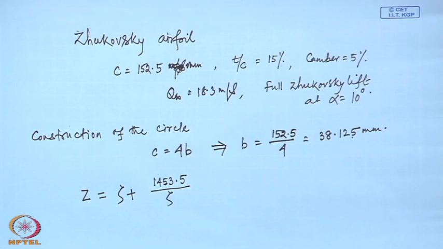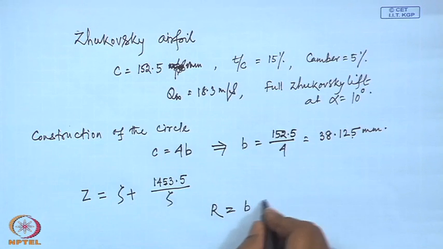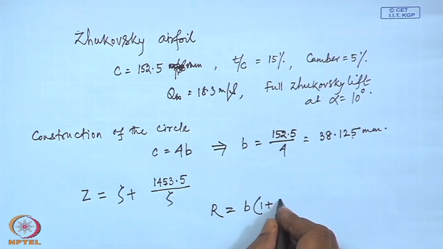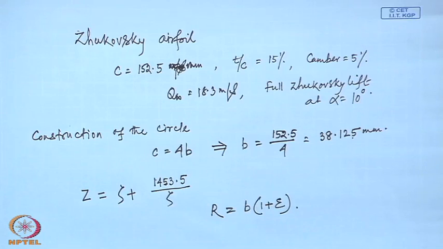What is the radius of the circle? R equal to... R is related to b, b into 1 plus epsilon. R is b into 1 plus epsilon. Epsilon is as yet unknown to us, but we have another relation, maximum thickness. What is it?